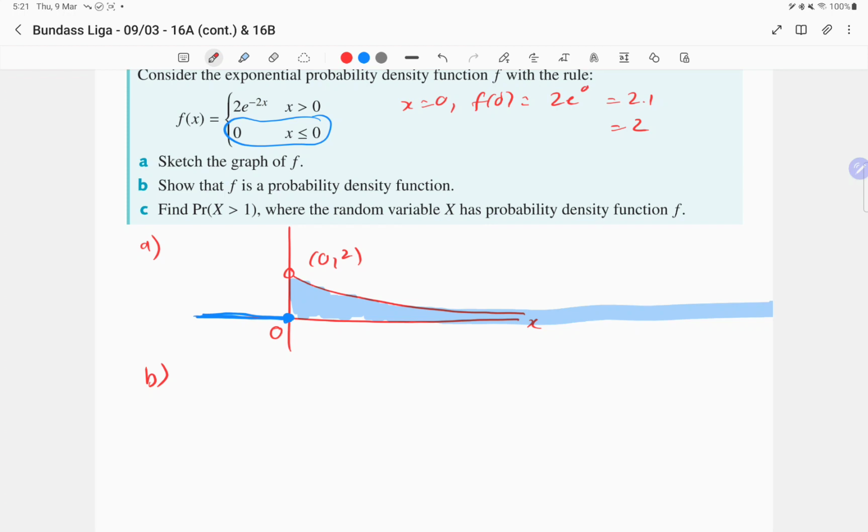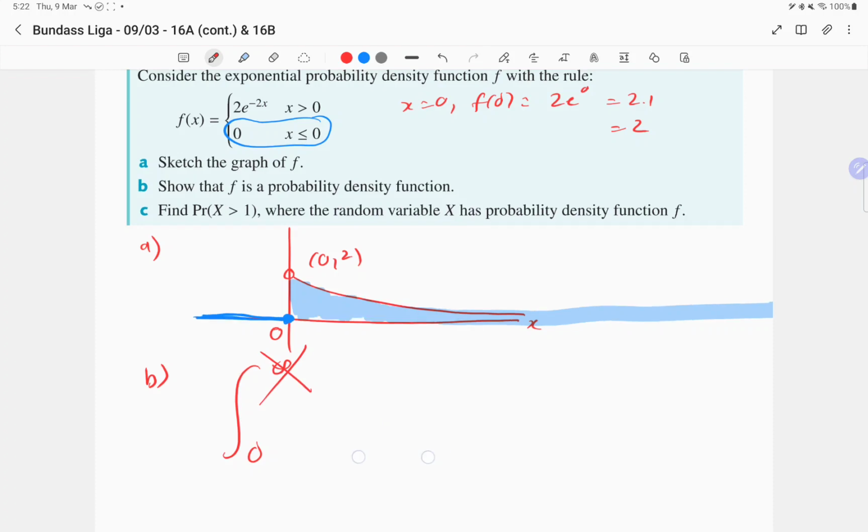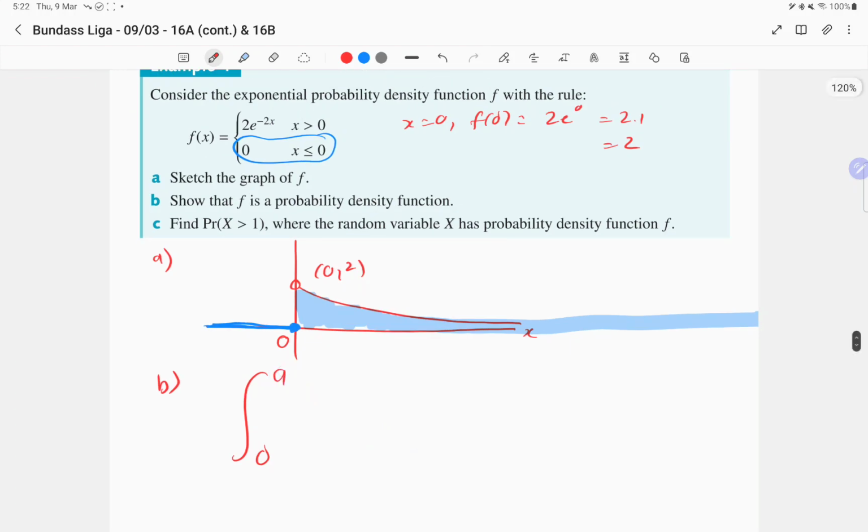But for question B, think about it, right? So you need to integrate the graph from 0 to infinity, sort of. But you can't integrate the graph to infinity. Infinity is not a number. So you have to put in the value A. You see, remember this one? Put in the value A, and then you find limits of.